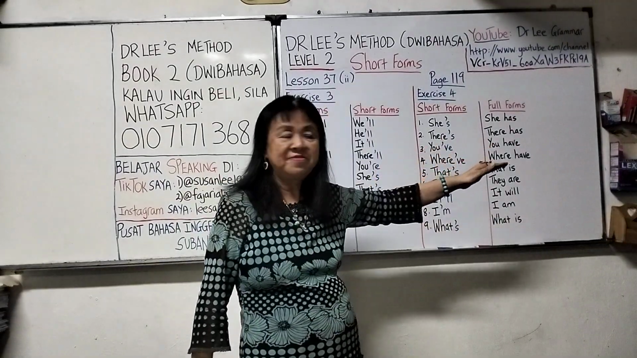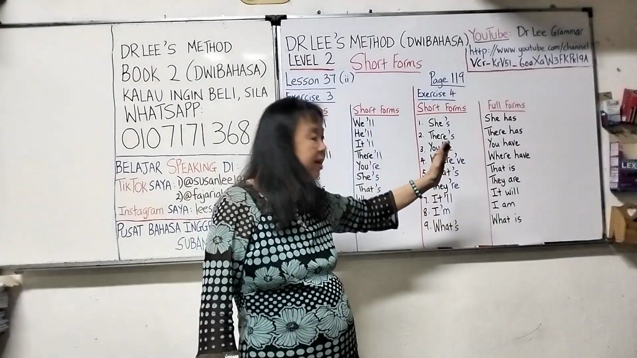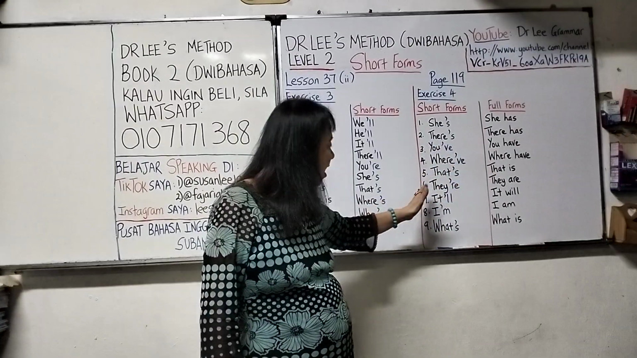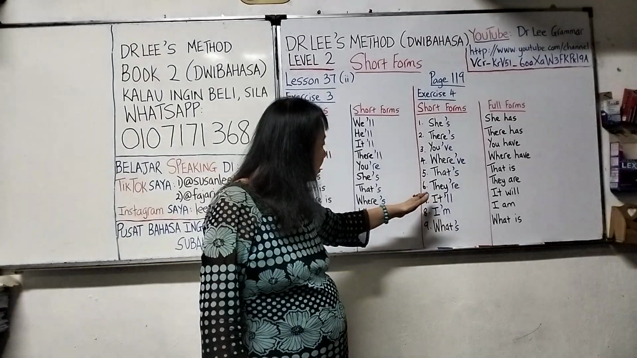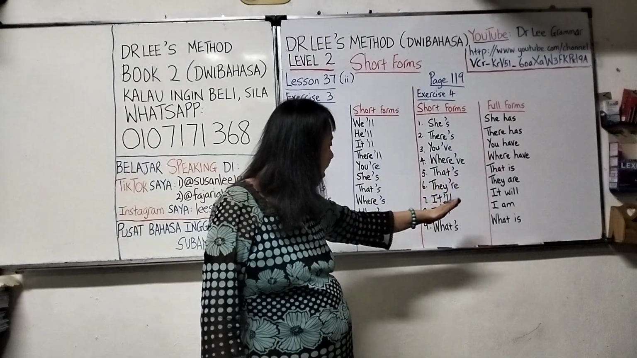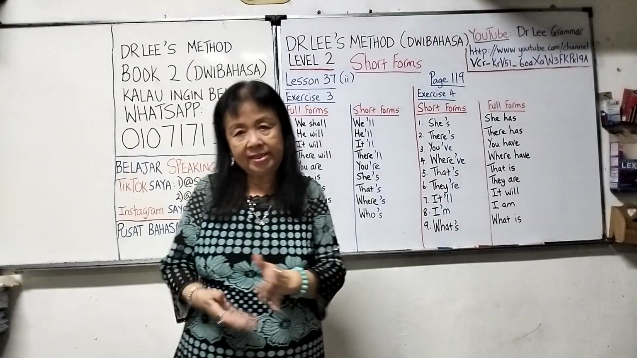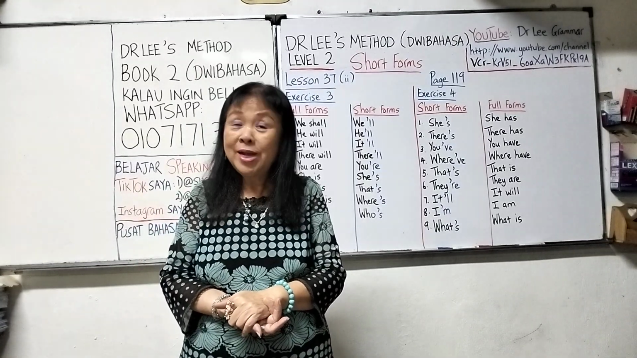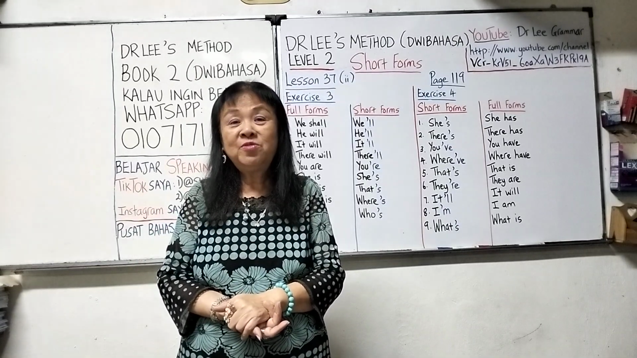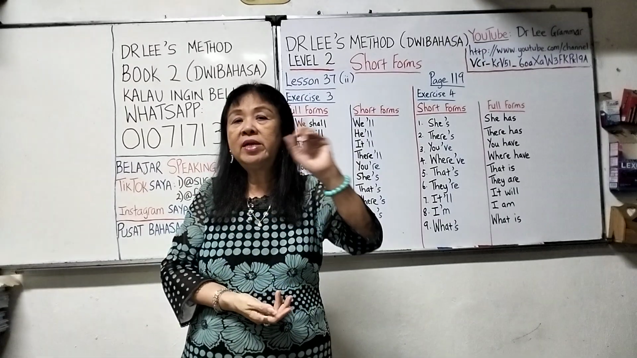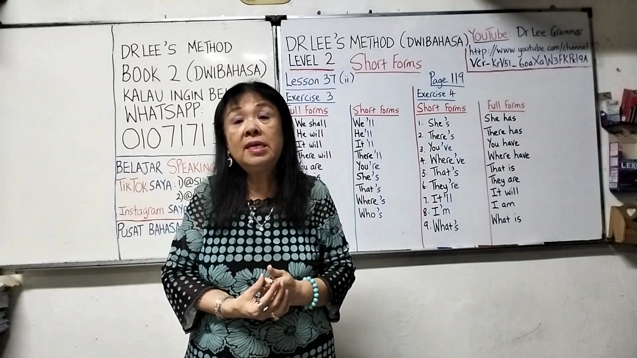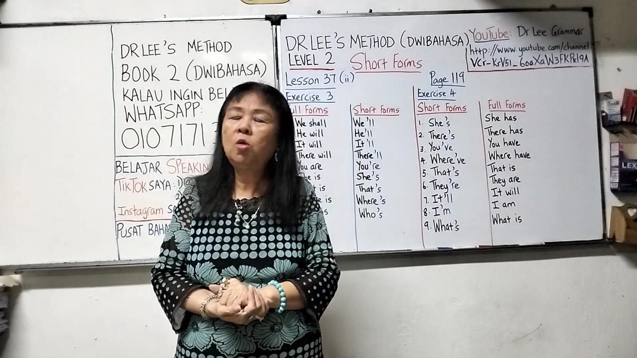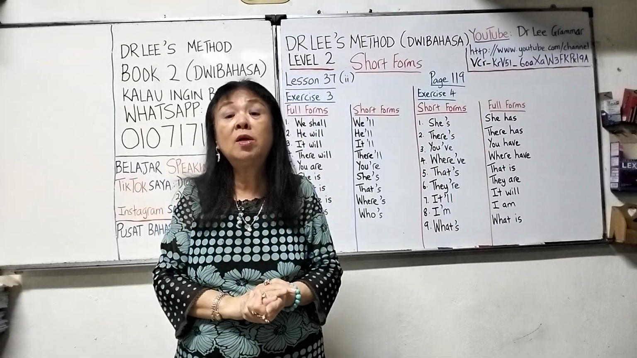You've, you have. Where's, where has. That's, that is. They're, they are. It'll, it will. I'm, I am. What's, what is. Okay, so I have already finished 2 exercises. We have 1 more video to go, then we can go to lesson 38. 38, 39, 40, finish. The whole book, I have done the whole book.